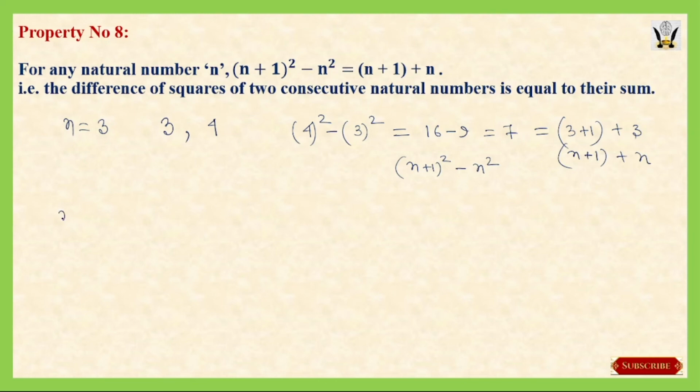Now let's choose n equal to 5. So it will be 5, and then the next natural number is 6.